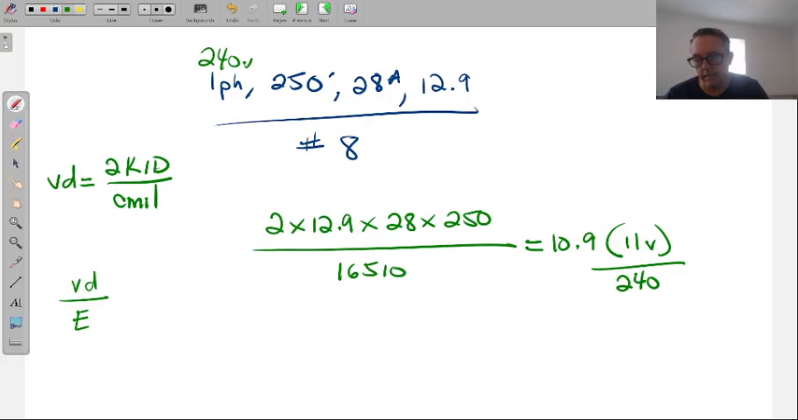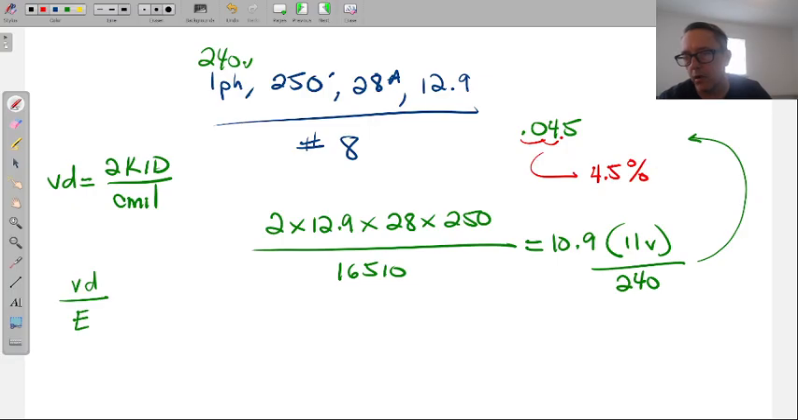So it'll be, you can do 11, you can do 10.9, doesn't really matter at that point. Now it's going to end up as 0.045. Remember, this is a percentage, so we have to move the decimal 2 places. So this is going to be 4.5%. That's what we're losing. We're losing 4.5% of the voltage in this circuit.